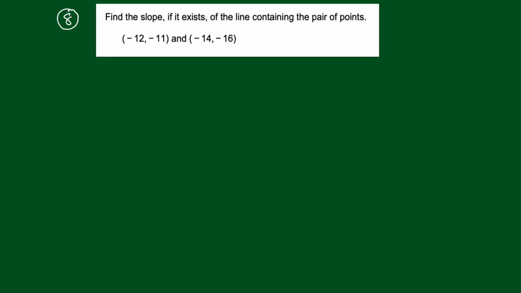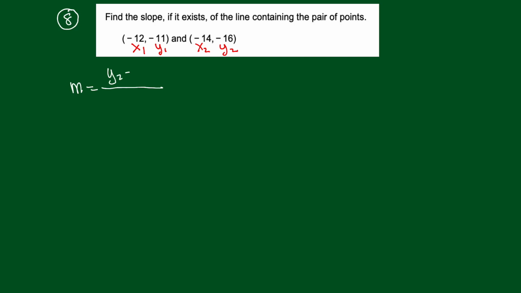So if it exists, find the slope of the line that passes through these points. All right, so I'm going to label here. As I look left to right, that's the first x I see, that's the first y I see, that's the second x I see, that's the second y I see. So the slope formula says to do this.